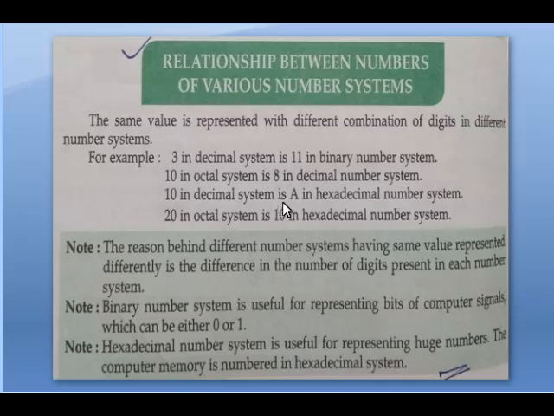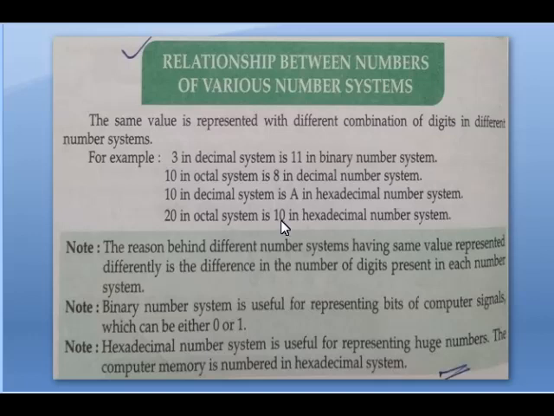Okay, hexadecimal number system is 0 to 9. Then the next numbers are A, B, C, D, E, F, like this it will go. So A means in decimal number system it is 10. Then 20 in octal number system, if we write it in hexadecimal number system, it is 10. Okay, so this is the relationship between the numbers of various number systems.